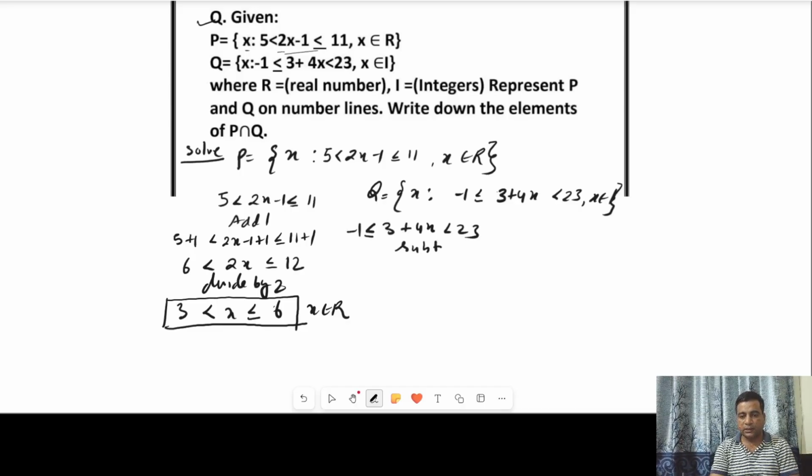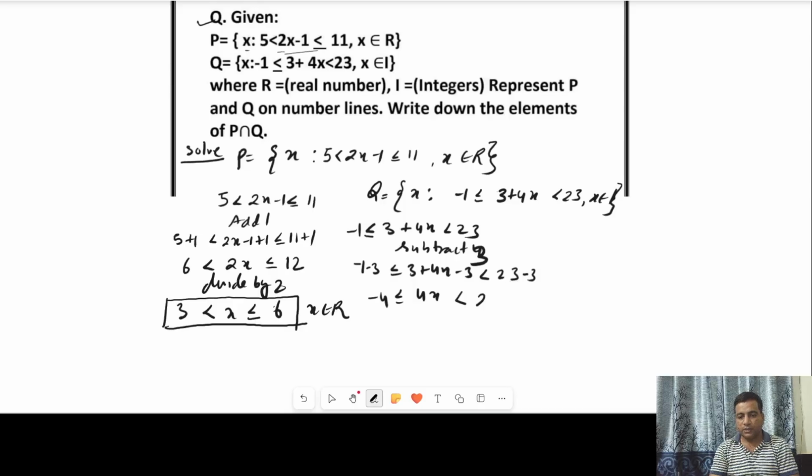Now subtract 3, not 4, because first you should remove this 3. By subtracting 3 from the complete inequality, -1 - 3, and 3 + 4x - 3, this is less than 23 - 3. Now it becomes 4x, -4 is less than or equal to 4x, and this is less than 23 - 3, which becomes 20.